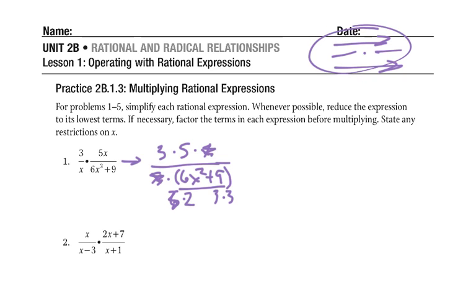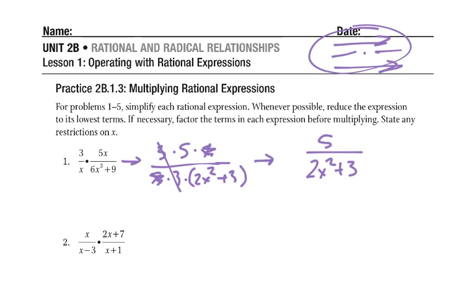So it's really like 3 times 2x squared plus 3. So the 3's would cancel out and we're left with 5 over 2x squared plus 3. Can't simplify that further, so there's our answer. That's as far as we need to go on that one.